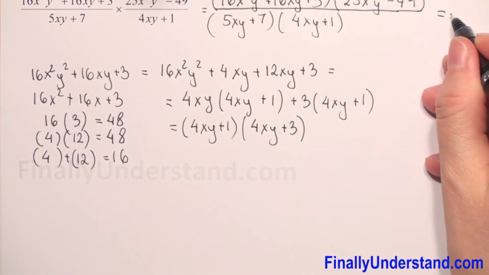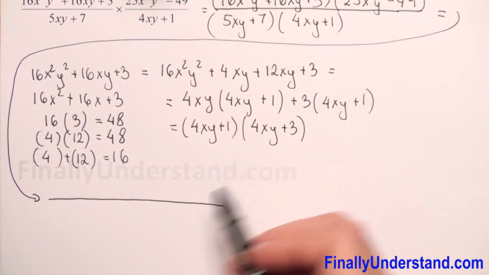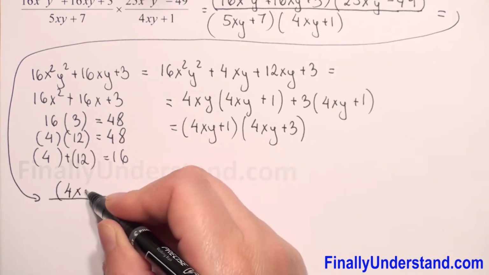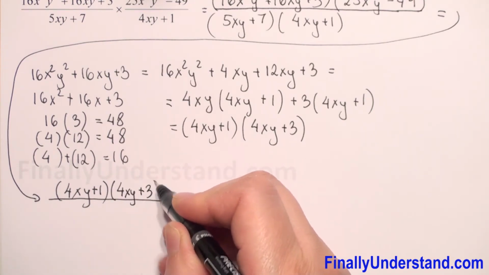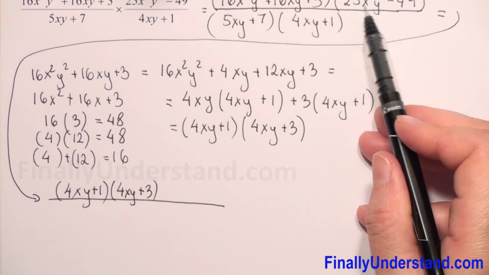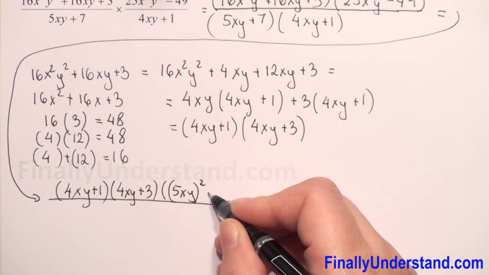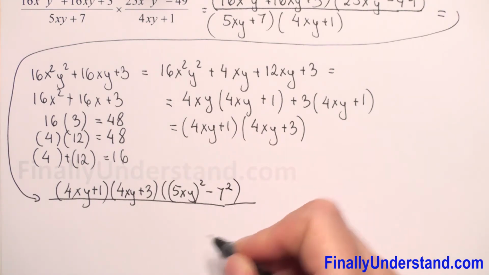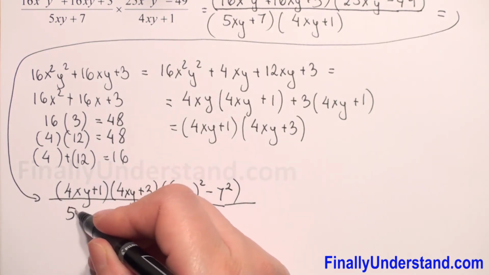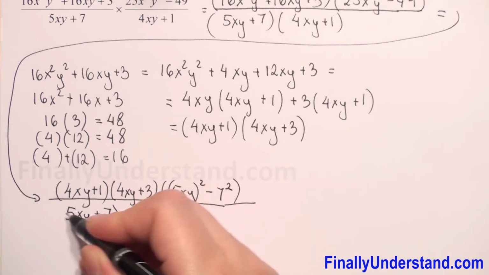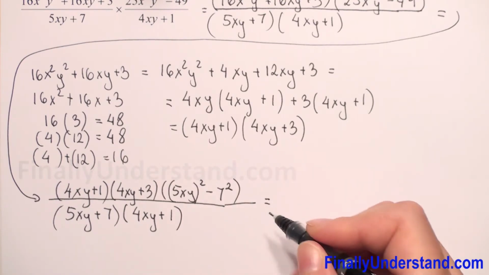So now we can rewrite our first expression, and we will substitute it by 4xy plus 1 times 4xy plus 3. Next, we can rewrite that this is 5xy to second power minus 7 to second power, and we have a difference of two perfect squares. So the denominator we will copy, we cannot factorize anything from the first parenthesis and from the second parenthesis. So this is equal.